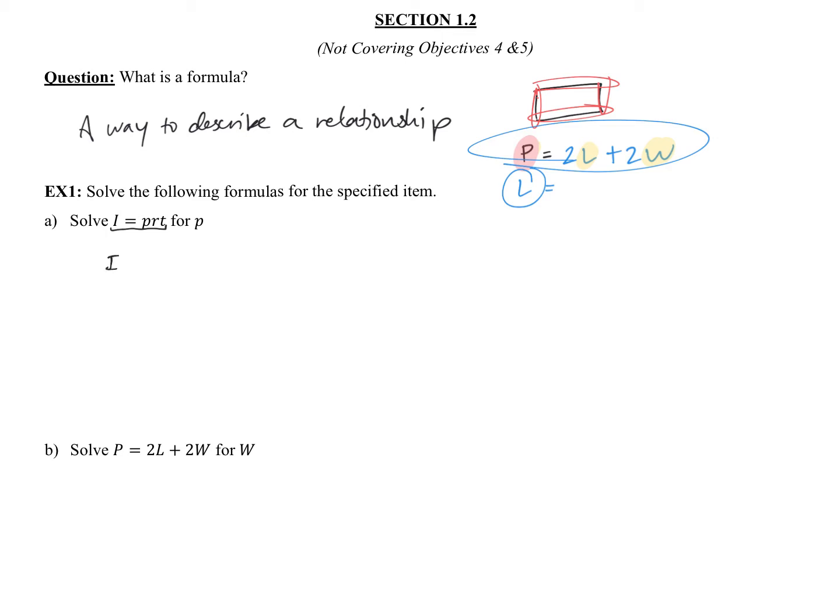Okay, so we have I equals PRT, and we want to solve for P. Well, first off, where is P in the equation? It's right here. And it's being multiplied by R and T. They're all being multiplied together. So how would I get P by itself if it's being multiplied by R and T? Well, simple. We can just divide away the R and the T. When I do that, the R cancels and the T cancels, and I'm left with P by itself. So P equals I divided by RT, and we're done. We've solved for P.